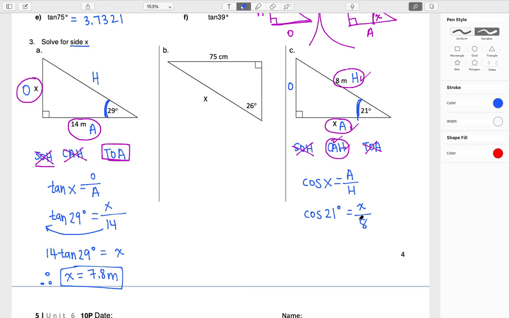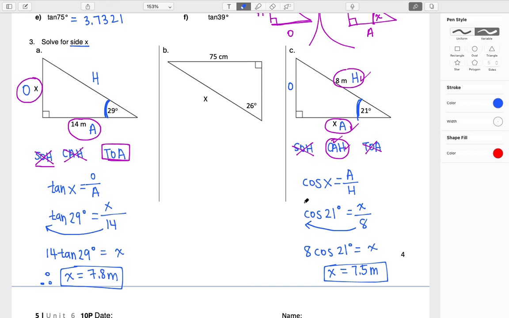Then again, same thing. We're going to move 8 to the other side. So 8 times cosine 21 equals x. And when you multiply 8 times cosine 21, x is equal to 7.5 meter. Okay. Good. Any questions so far?